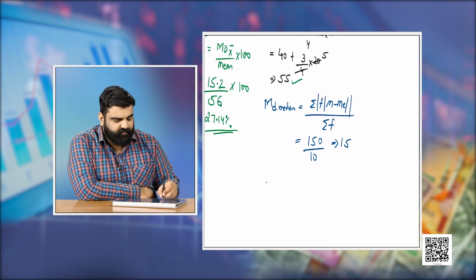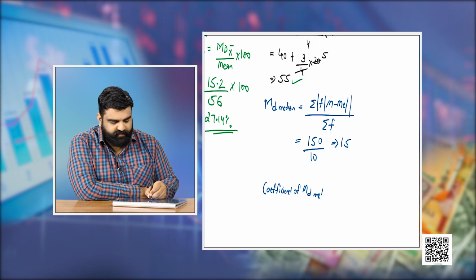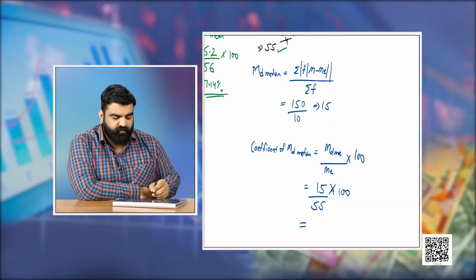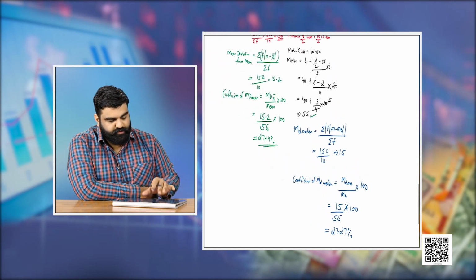Now, let us finally calculate the coefficient of mean deviation from median. So, this will be mean deviation from median upon median into 100. So, the answer to this will be 15 into 100 divided by 55. So, the answer to this will be 27.27%. So, this is where my question ends and I hope you were able to get through this topic.